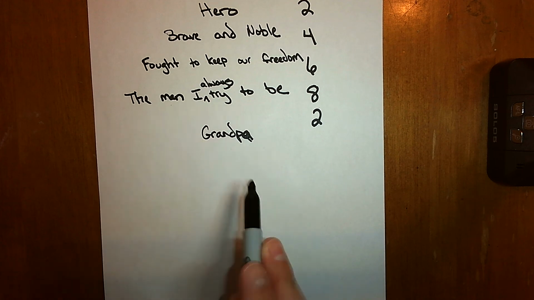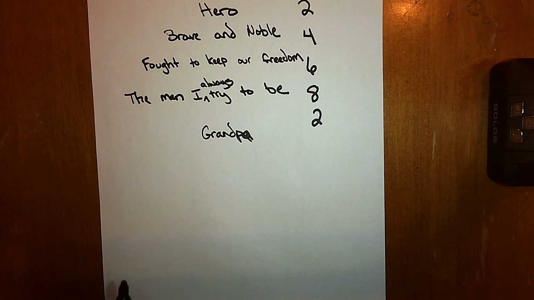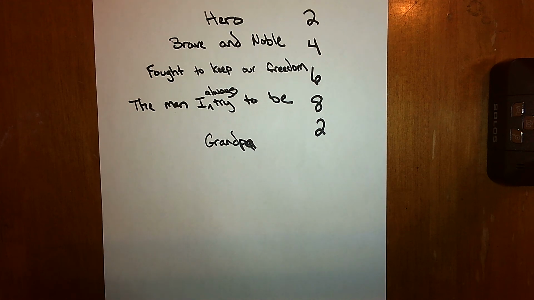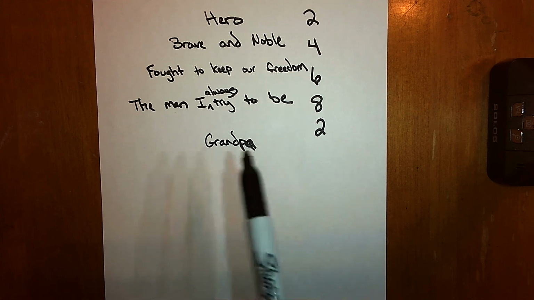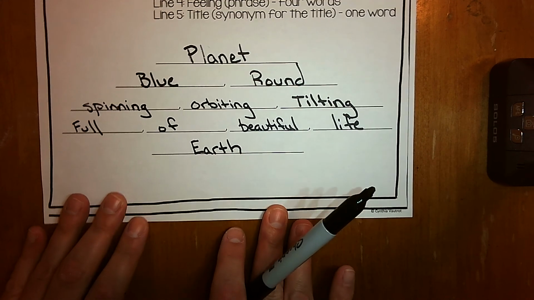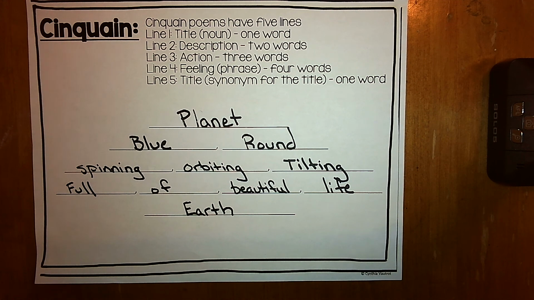So this is the syllable template. Let me read it back. Hero, brave and noble, fought to keep our freedom, the man I always try to be, Grandpa. And there's another Cinquain. That one is the syllable model, or you can do it with the words and don't worry about the syllables. Or if you are really looking for a challenge, try to do both.